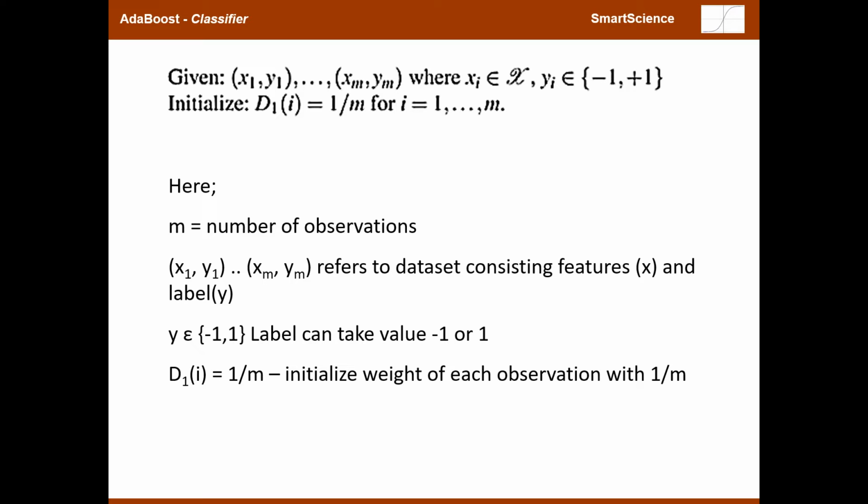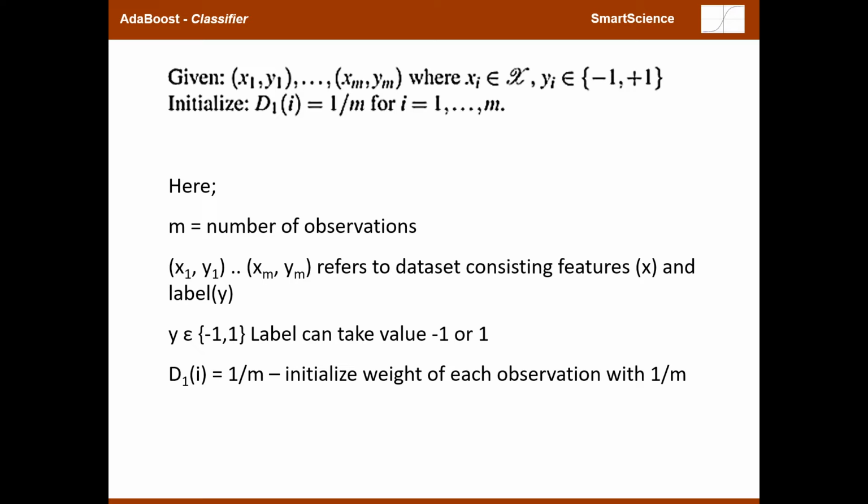Here x, that is our features, can belong to the real numbers. It can take a positive or negative value, any value. Yi, our label, can take only two values, -1 or +1. Right now we are considering only a binary situation. If it is not binary, it can take other values.